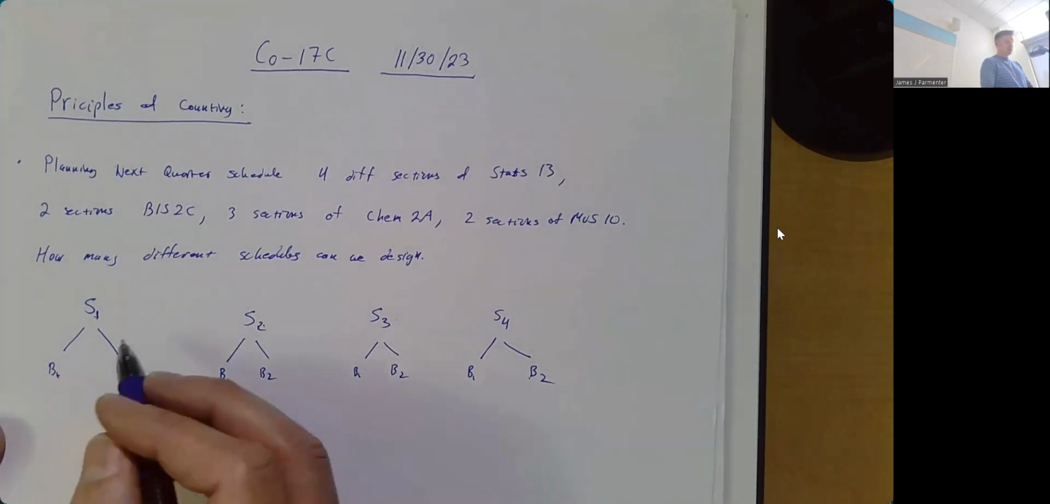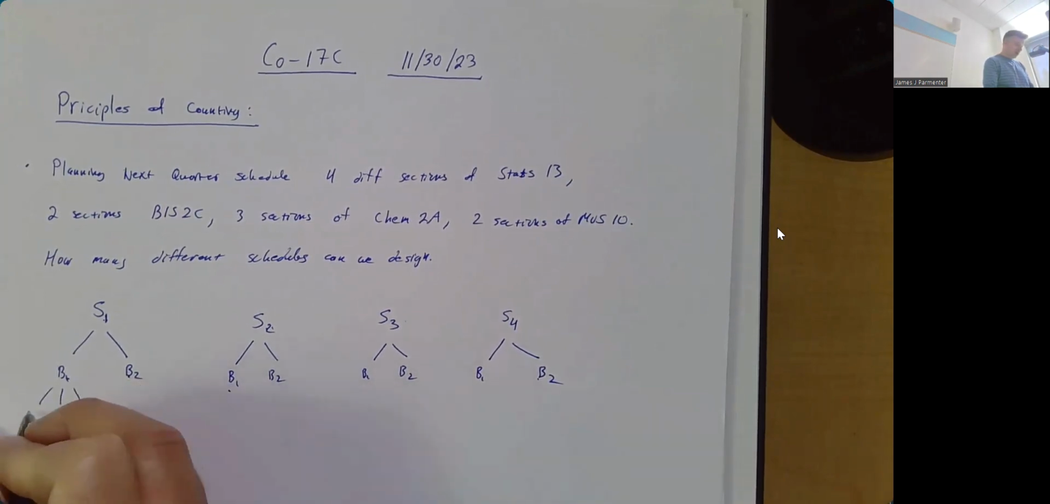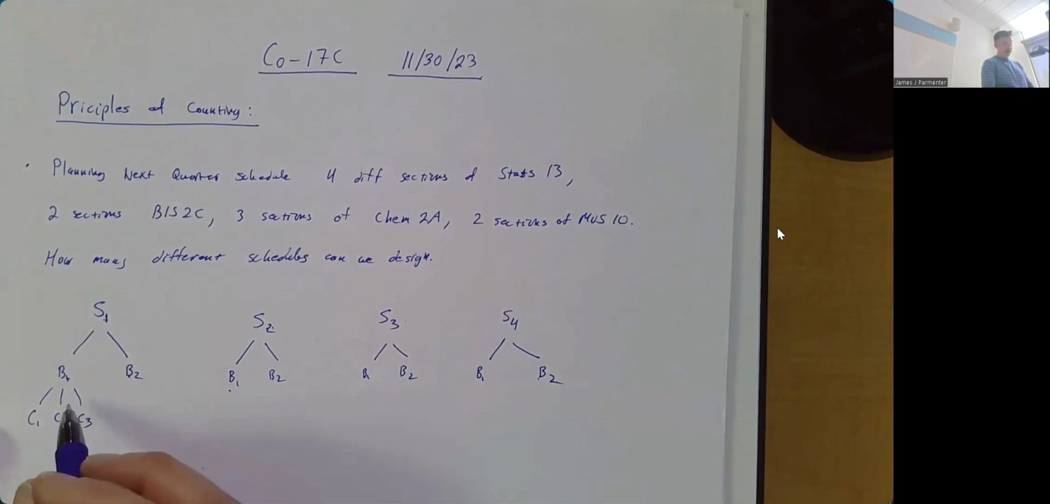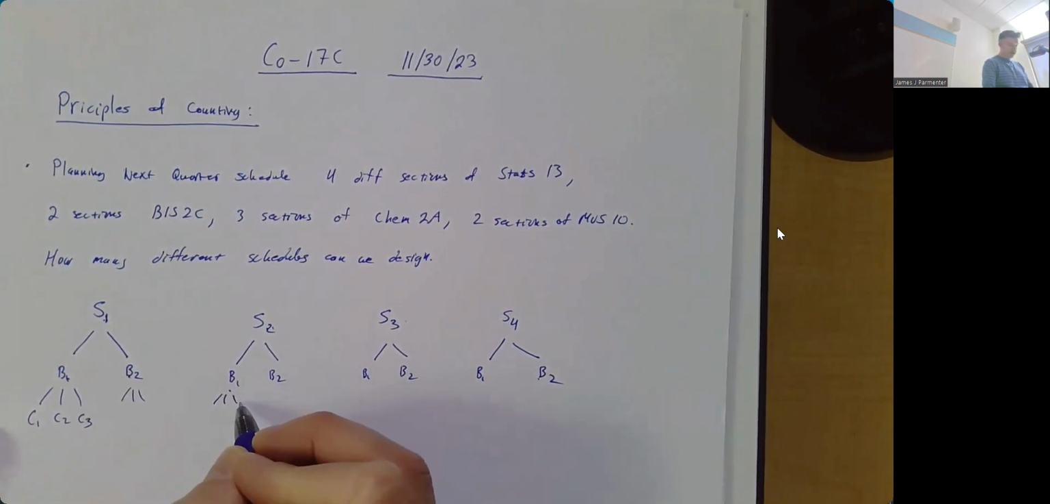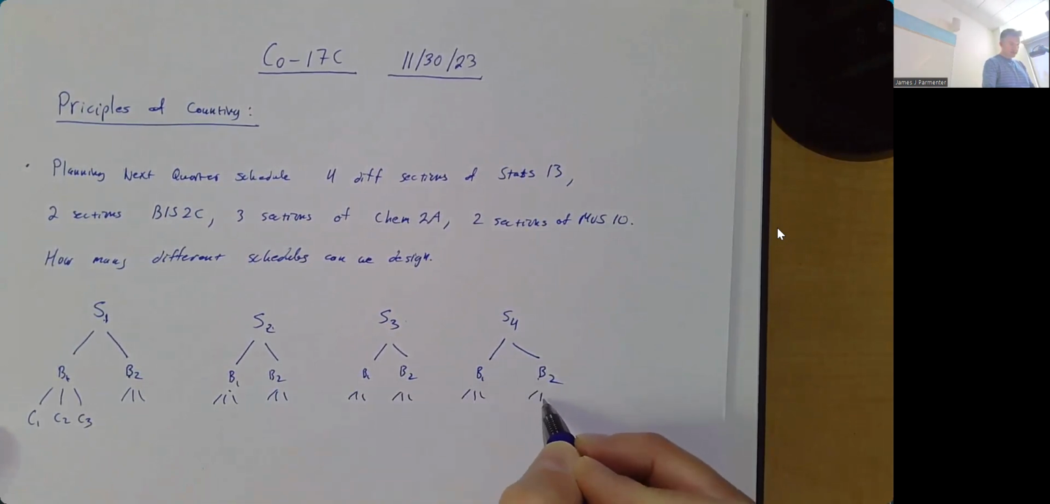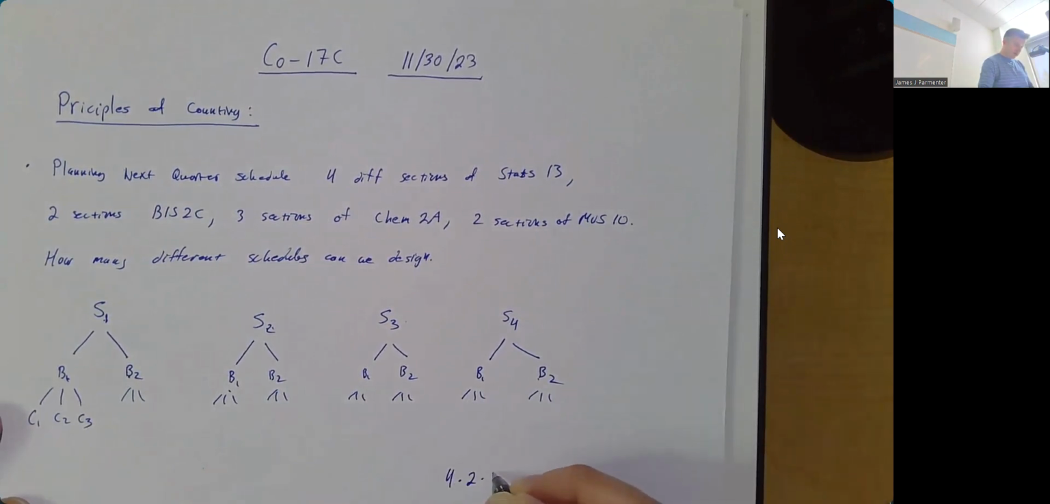But then for each of those 8 choices, then I have to pick a chemistry class. And there's 3 chemistry choices. So I'm going to get 3 more paths for each of these. Which means now I've got 4 times 2 times 3. There are 24 different ways I could pick a stats section and a bio section and a chemistry section. And then after I pick my chemistry section, then I still have to pick a music section.